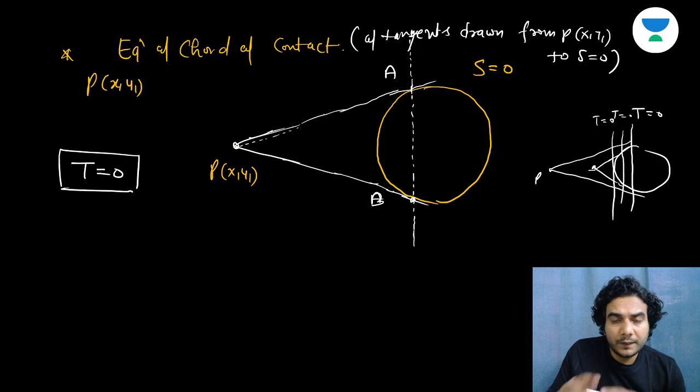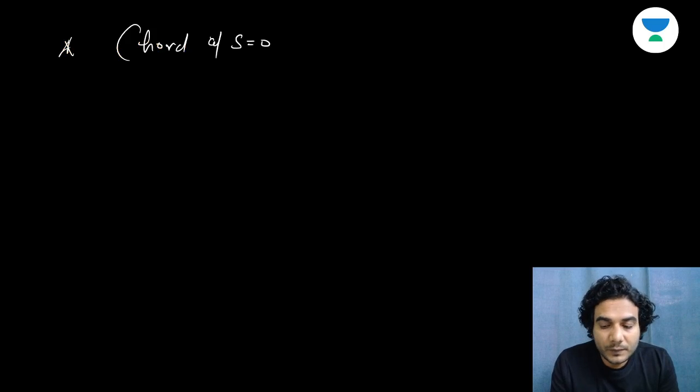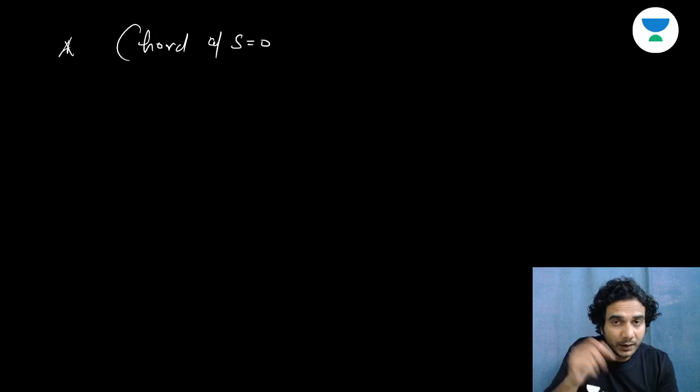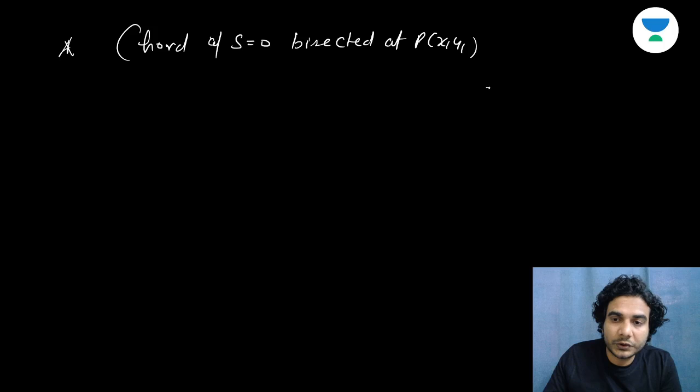Similarly, if P is outside the curve and tangents are drawn from P, then T is equal to 0 represents the chord of contact of those tangents, all right? So that means T is equal to 0 is valid for all the curves, parabola, ellipse and hyperbola. So this formula will remain same. And similarly, the equation of chord of S is equal to 0 bisected at P, x1, y1, okay? Now I'm not saying circle because this is also generalized, so you can use it for circle also.